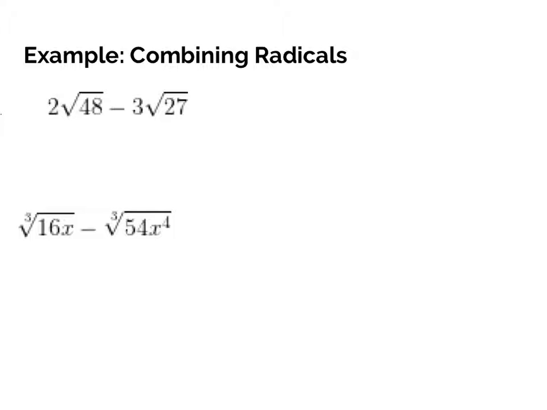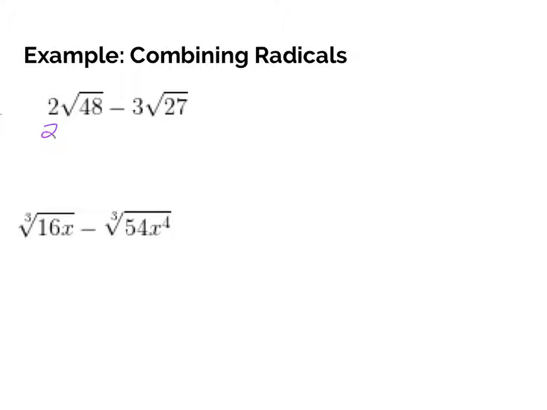Let's take a look now at a method to combine radicals. Note that you can only combine radicals if your radicand is the same and your index is the same. So we can only combine square roots with other square roots, but also they have to be the same underneath the square root. So let's break up the square root of 48.